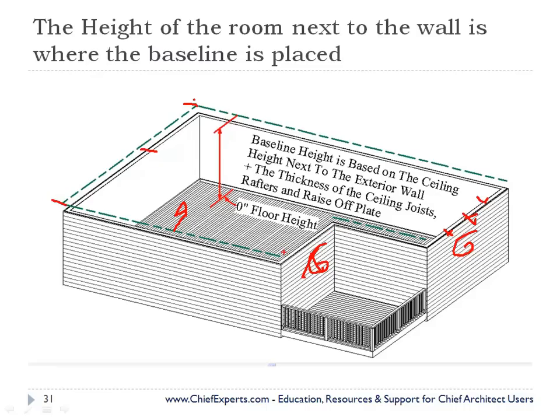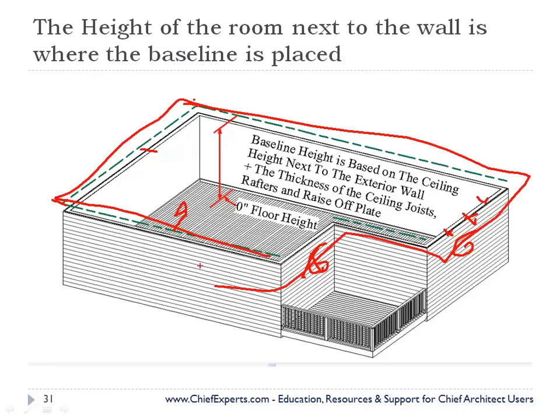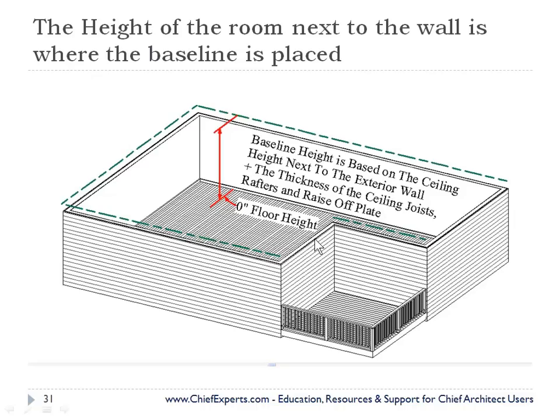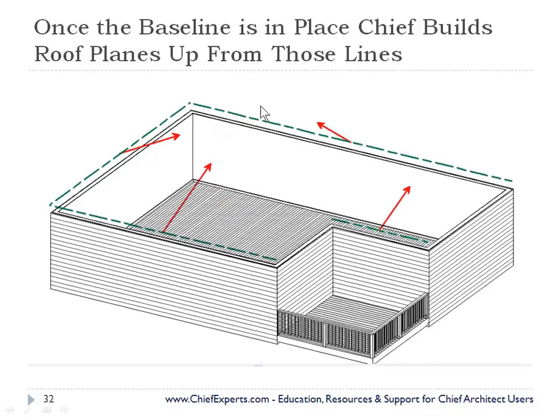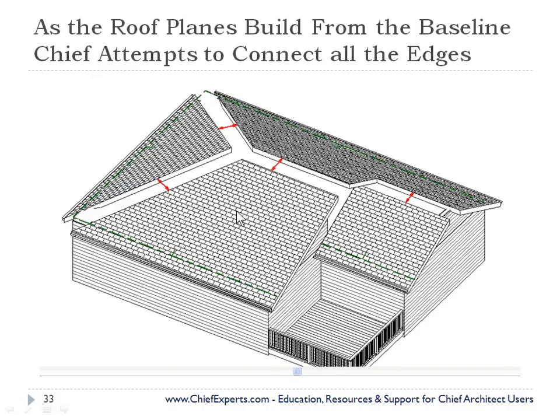When you click Build Roofs, Chief puts a baseline around all your exterior walls, builds roof planes up, and tries to hook them together. End result is a hip roof. Chief doesn't build hip roofs. That's what a lot of people say. I would ask them, what does Chief do? It builds hip roofs. No, that's the end result of what Chief does when you build an automatic roof, if you haven't done anything else. Once the baseline's in place, Chief builds roof planes up from them. It adds the roof planes and it attempts to connect all the edges. Again, because I had marked those two end walls as gables, there's no baseline for Chief to build a roof up from. So it doesn't.